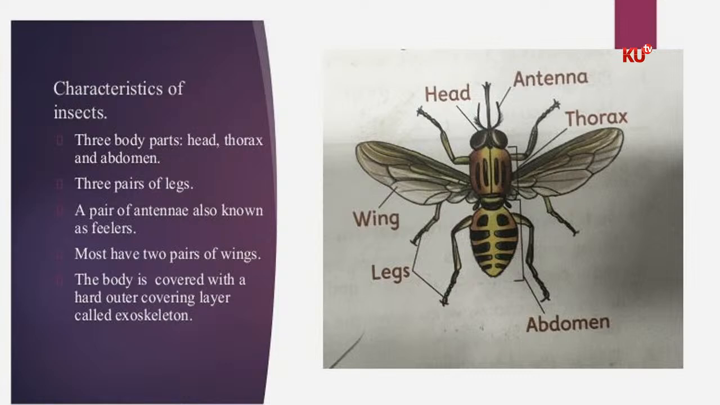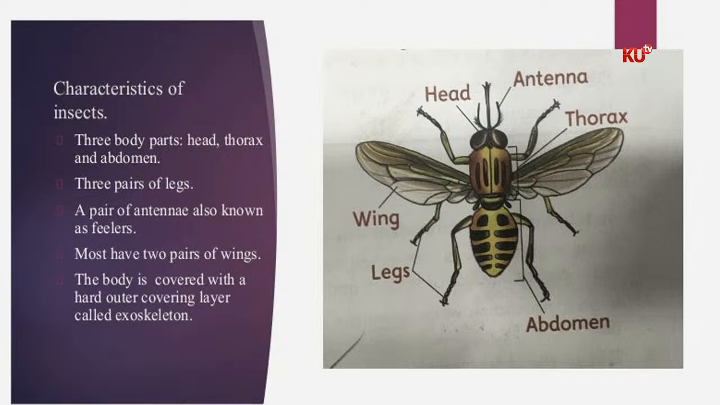And when asked about the characteristics of insects, when you give those 5 characteristics, then you are good to go. And you can know what an insect is. You can differentiate an insect from any other group of animals or invertebrates.